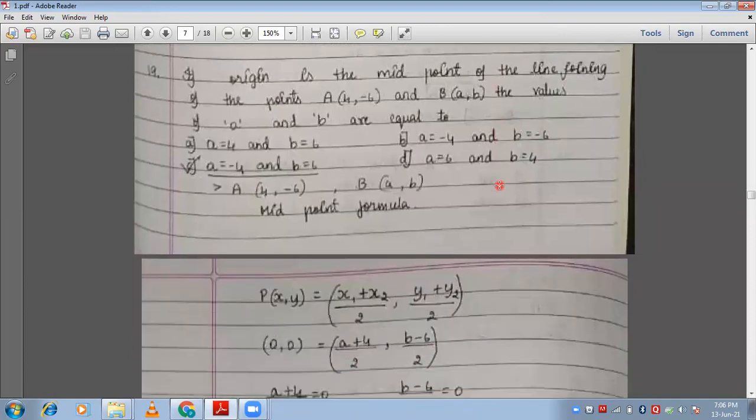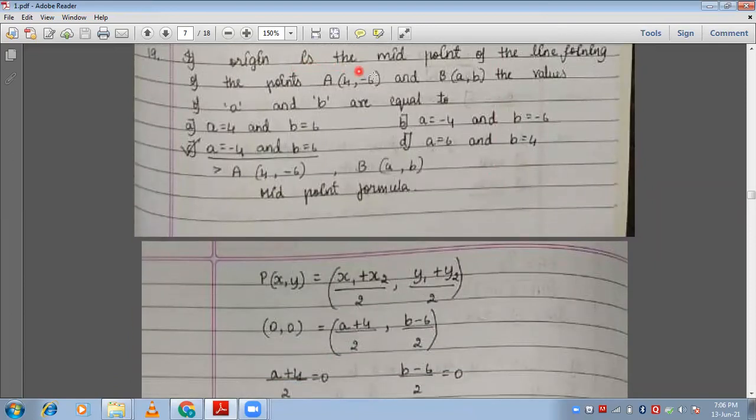Next one. If the origin is the midpoint of the line joining the points A(4, -6) and B(a, b), the values of a and b are equal to dash. You need to find out the values of a and b. Here they given the origin is the midpoint. So consider this one is (0, 0). I will take this as point P. Other one is (4, -6). Other one is (a, b).